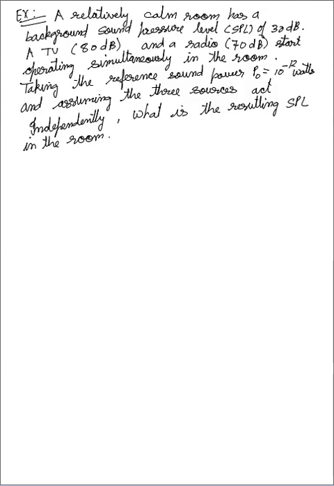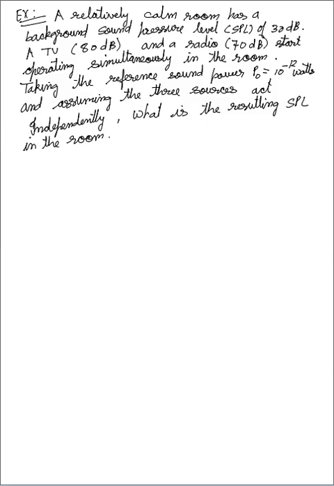So next question is related to sound. A relatively calm room has a background sound pressure level SPL of 30 decibel. So background noise is always there in a room. A TV of 80 decibel and radio of 70 decibel start operating simultaneously in the room. So altogether we are having three sounds: the background sound of 30 decibel, TV of 80 decibel, and radio of 70 decibel.